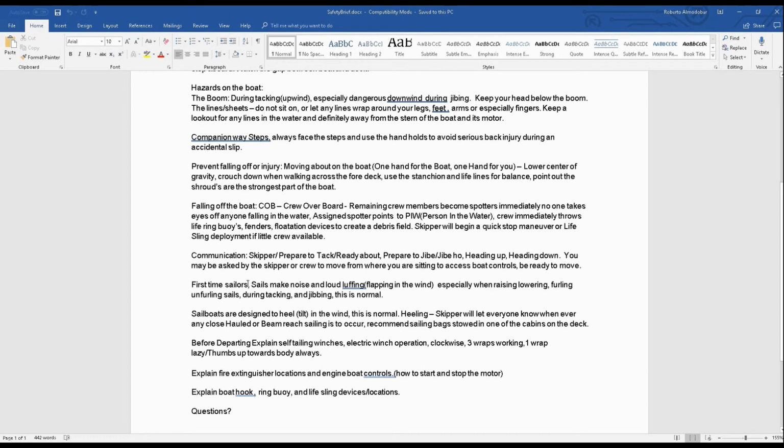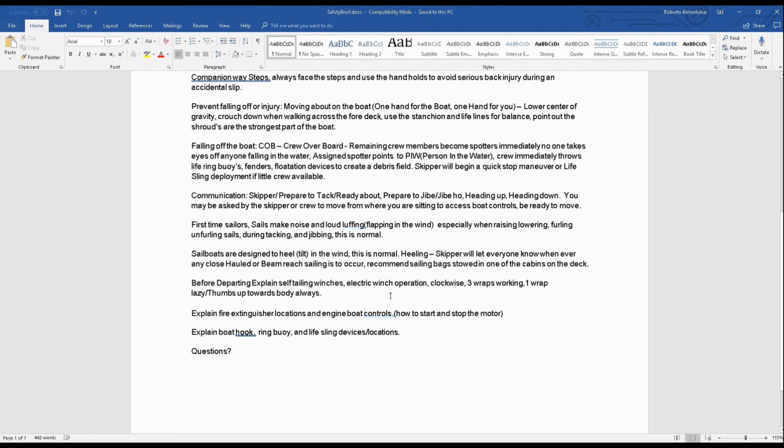For first-time sailors, this is really critical to point out that sails make a lot of noise and loud luffing, flapping in the wind, especially when raising, lowering, furling, or unfurling sails during tacking and jibing, that this is normal so that they don't freak out when they start hearing those noises. Let them know that sailboats are designed to heel and tilt in the wind. A lot of people never knew that. They see sailboats out there, they don't think about the way they're tilted over to actually get on one.